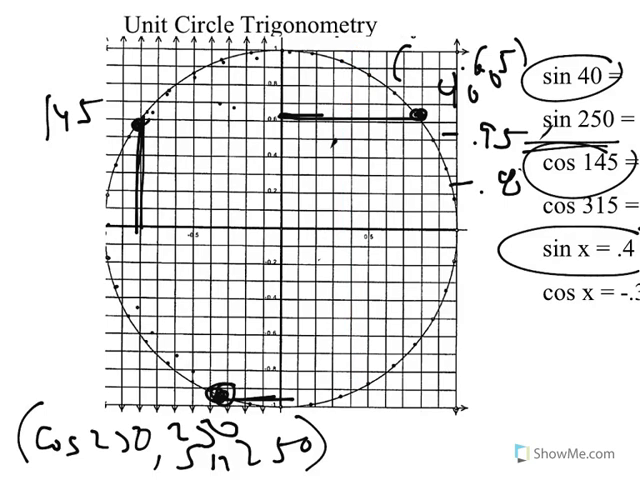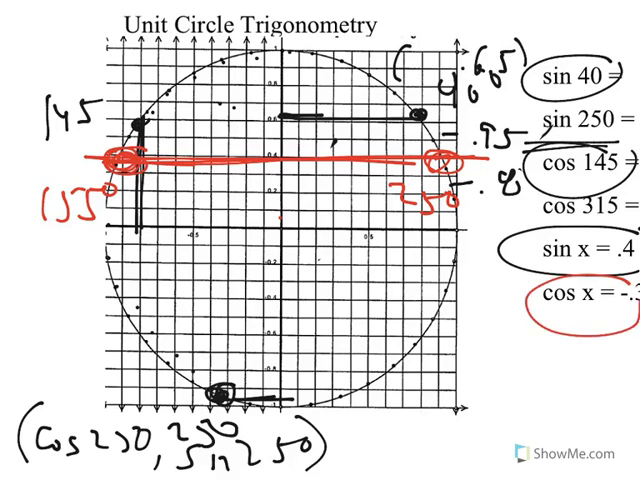Oops, just realized 0.4 is the y-coordinate if I'm trying to get sine x equals 0.4, so I have to go up 1, 2, 3, 4 on the y-axis. And these are the two answers. And notice that those are somewhere between 20 and 30, so about 25 degrees. And there's one over here at about 155 degrees.